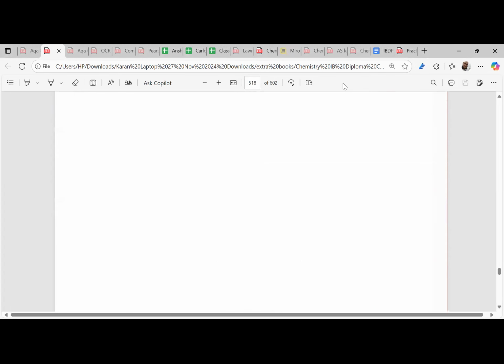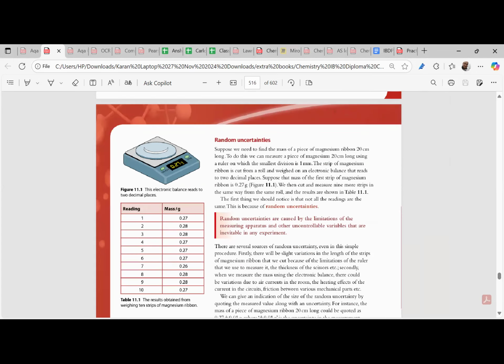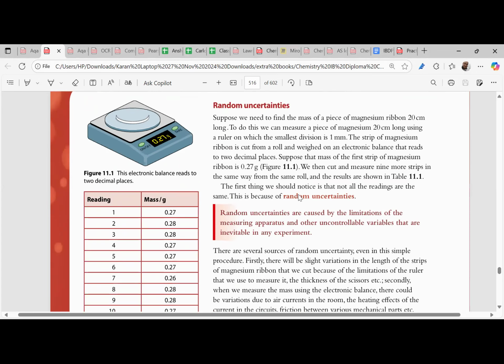Now, what do you mean by random errors? Tell me, what do you mean by the term random errors? Random errors, or random uncertainties, are the uncertainties caused by the limitation of the measuring apparatus, which is beyond our control, right? Isn't it?